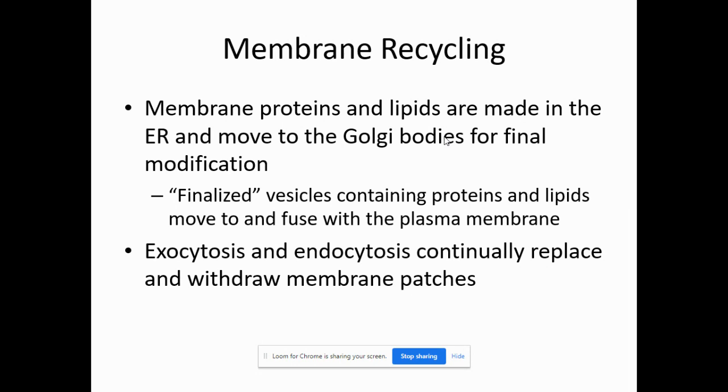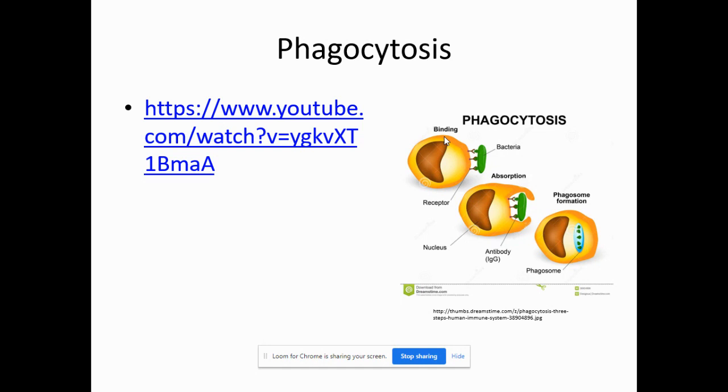Membrane proteins and lipids are made in the endoplasmic reticulum and then moved to the Golgi bodies for final modification. These vesicles, which are finalized, contain proteins and lipids, and they move to fuse with the plasma membrane. So exocytosis and endocytosis, like we just said, continually replace and withdraw parts of the cellular membrane. Exocytosis adds to the cellular membrane. Endocytosis takes away. So here's an example of phagocytosis: some bacteria that's foreign to the body, and this immune cell takes it in.